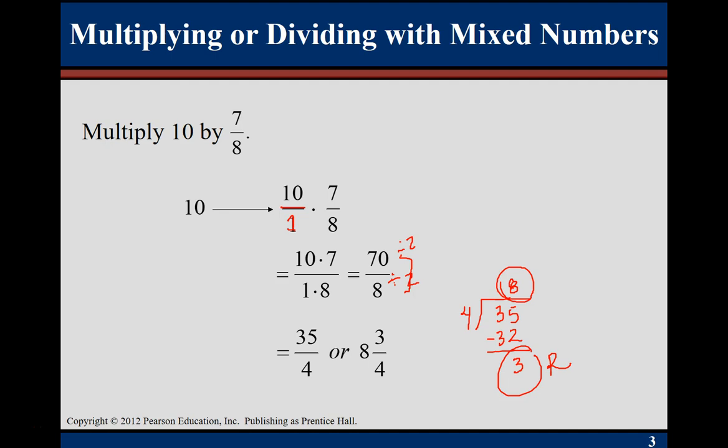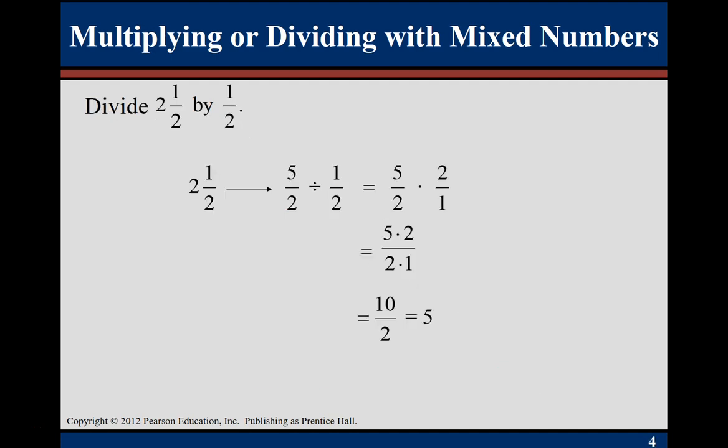If you have a mixed number that has a whole number and a fractional part, like 2 and 1/2 divided by 1/2, I'm going to need to change my 2 and 1/2 to an improper fraction. 2 times 2 is 4, plus 1 is 5. That's your new numerator. Keep the same denominator. Now I can say 5/2 divided by 1/2.